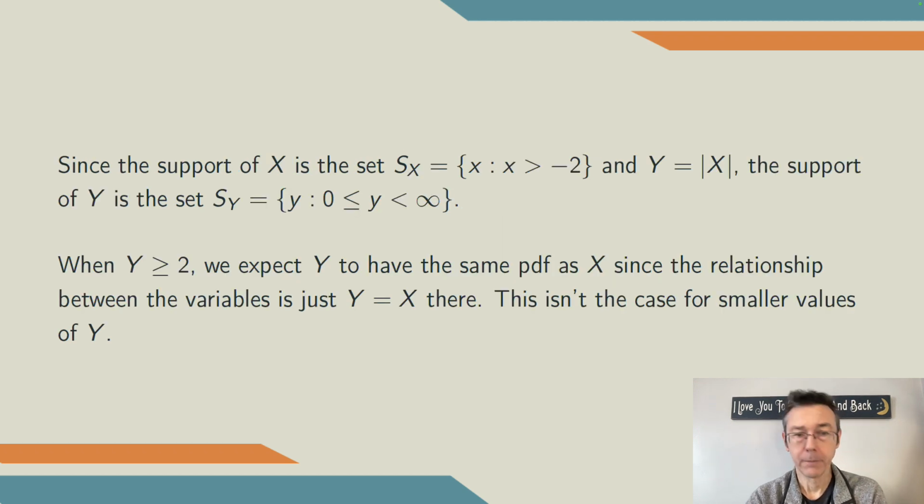Let's start with the support. The support of x is the set x greater than negative 2. Y is equal to the absolute value of x, so the support of y is all the real numbers greater than or equal to 0.